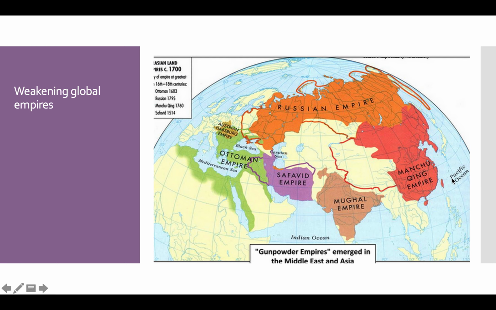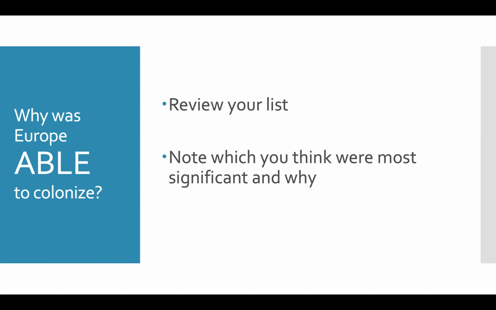Same thing if we come over here to Qing China. The Qing dynasty was facing rebellions, and by the late 1700s, European armies faced limited resistance as they claimed new territories. If we accelerate into the 1850s, we see the Opium Wars really devastate the Qing Empire, leading to its eventual collapse. So what I'd like to ask you to do is review your list.